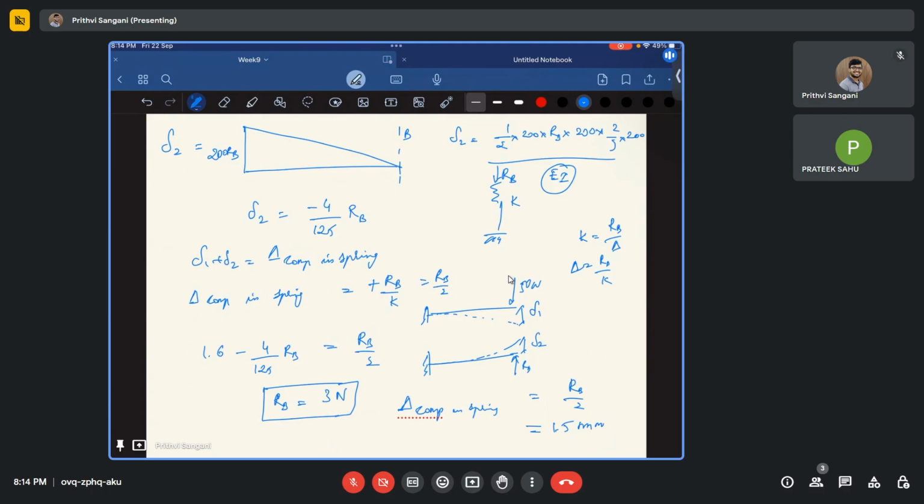There can be some support settlement sometimes. If the question mentions that there is some support settlement, then you should also consider that support settlement. Here it is a spring, so it compresses, and that's the reason we have taken delta 1 plus delta 2 equal to the compression in the spring.